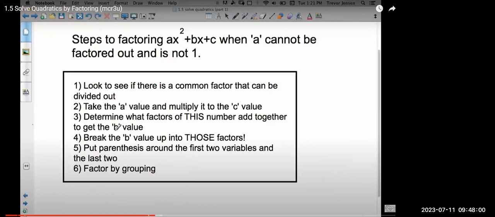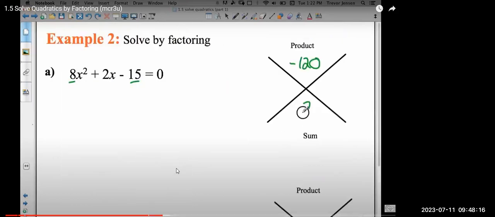So let's go on to this. This is when A cannot be factored out. And I believe you can probably do factor by grouping. Okay, there you go, factor by grouping. So you guys remember that? I'm not sure if you guys remember factor by grouping.